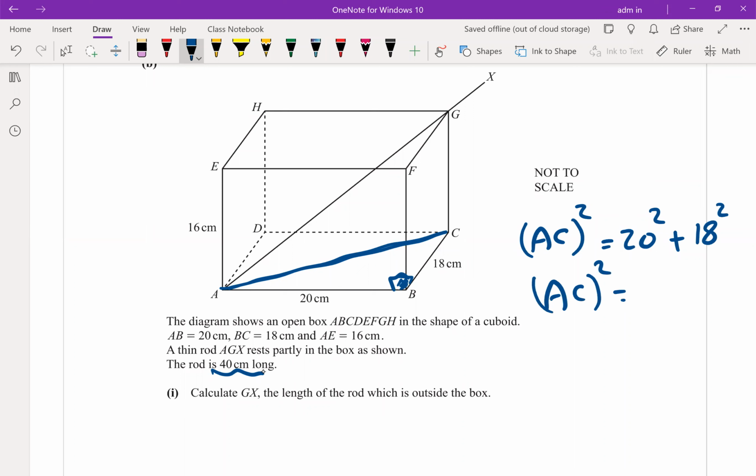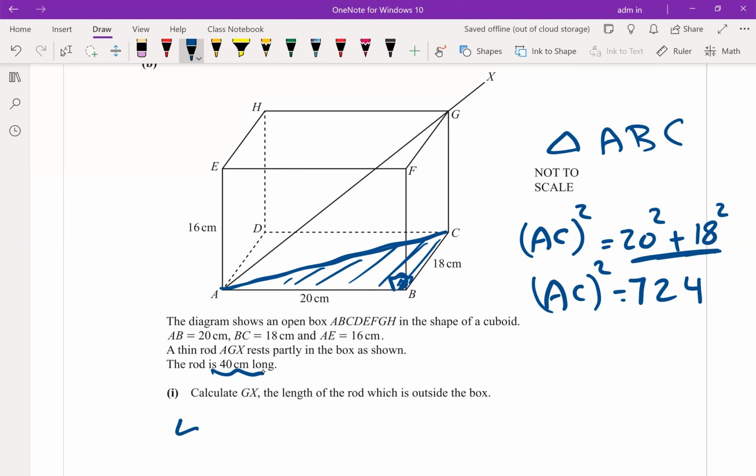No need to get AC because I will apply again Pythagoras theorem for the right angle triangle. So I need AC squared. Give me please AC squared equals what? No need to get a square root. 724. Now, I applied Pythagoras theorem for the triangle ABC.